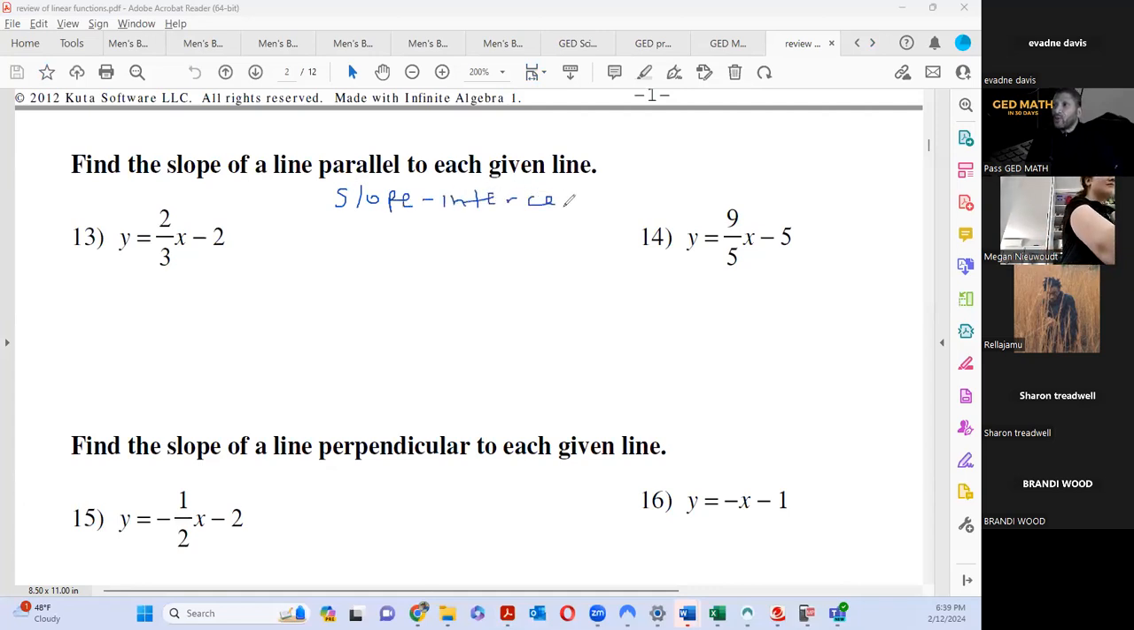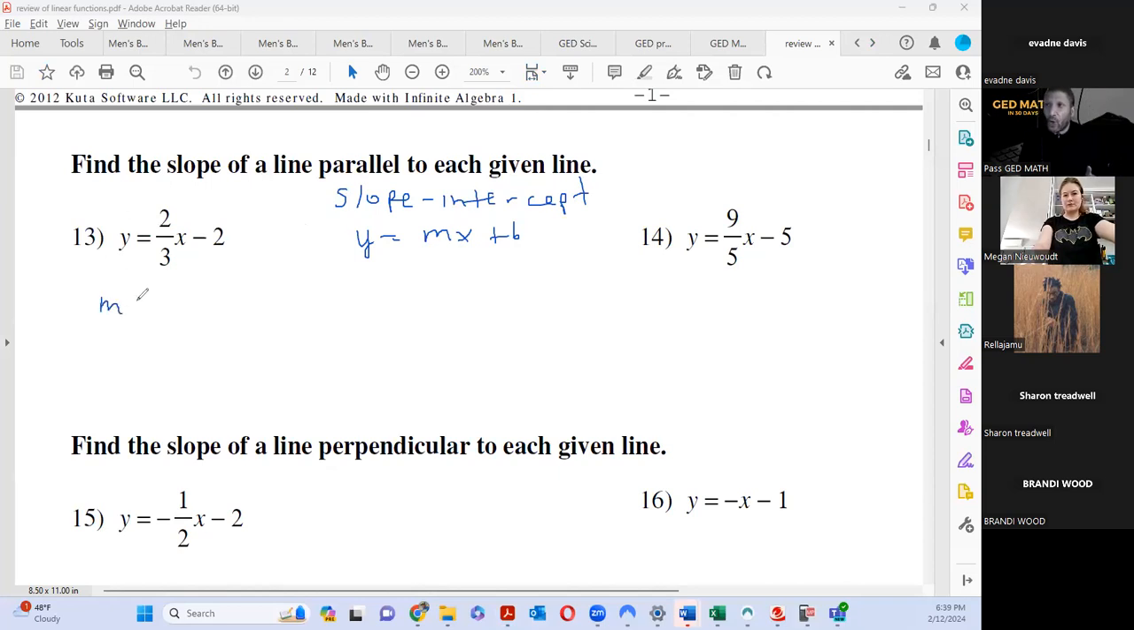So remember, slope-intercept form. Why do you keep saying it, and why do you keep writing it all the time? To help us understand it and get it stuck in our mind, so you can commit it to your memory.